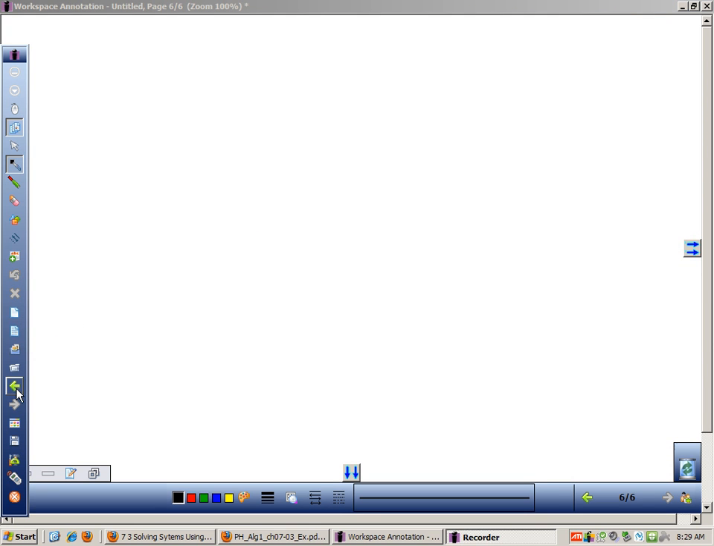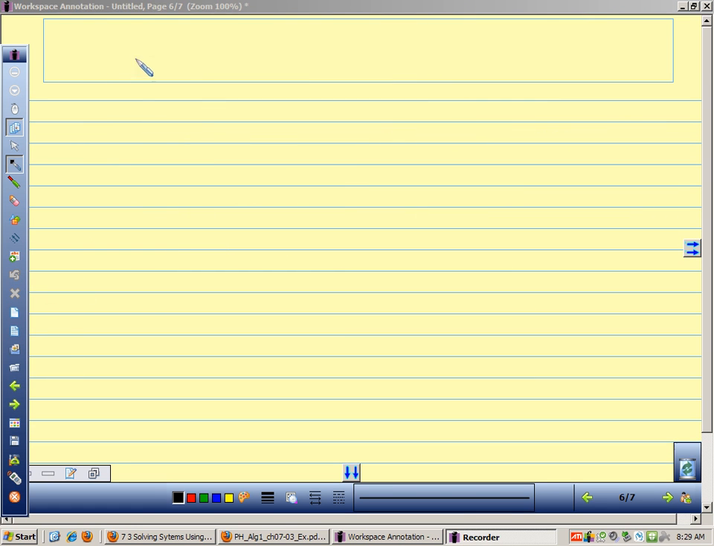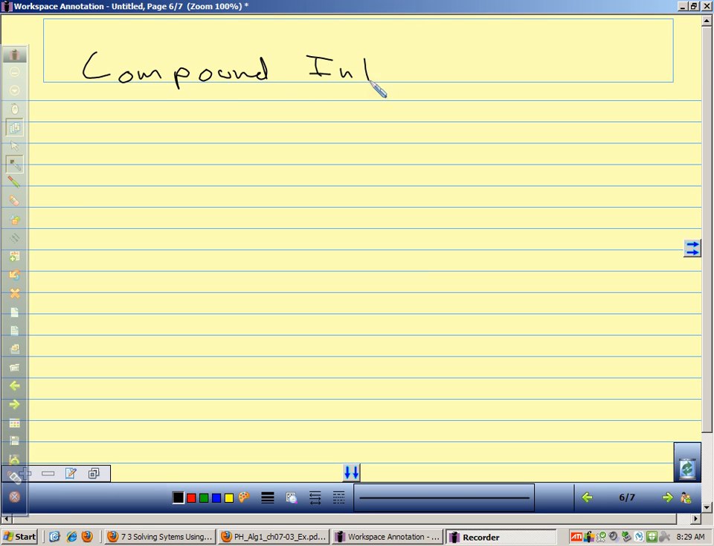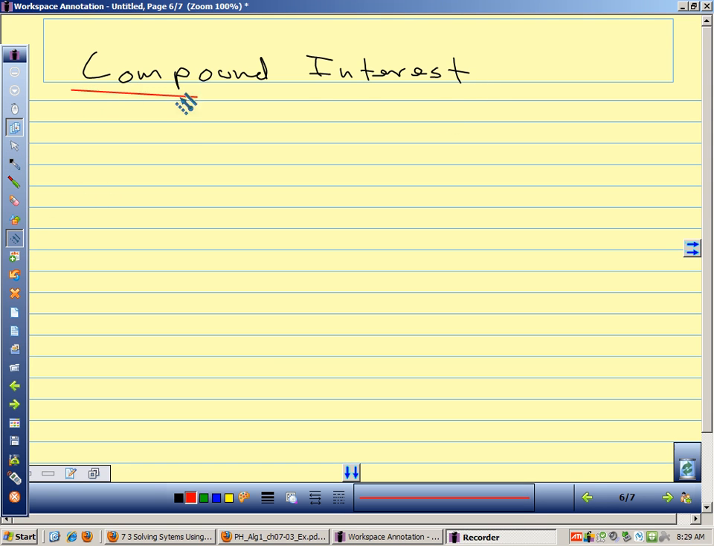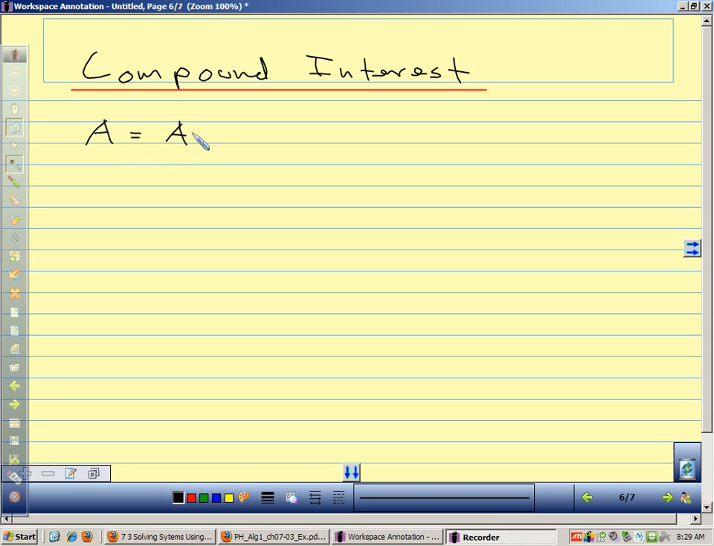So compound interest is one of the big formulas that we use exponential functions for, to calculate interest. So we say that A equals the amount of money that we have. And P is our principal. P is the amount that we invest, or the amount that we start with.